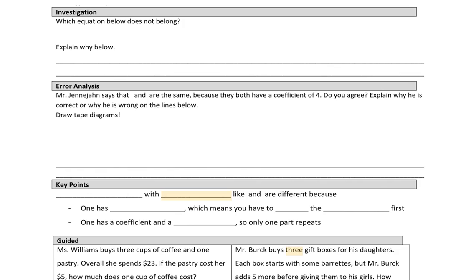We're going to start with our investigation. You should have 4 equations on your paper. Let me fill them in. Your task is to decide which one does not belong with the others. So basically 3 of them are equivalent and 1 of them is not.